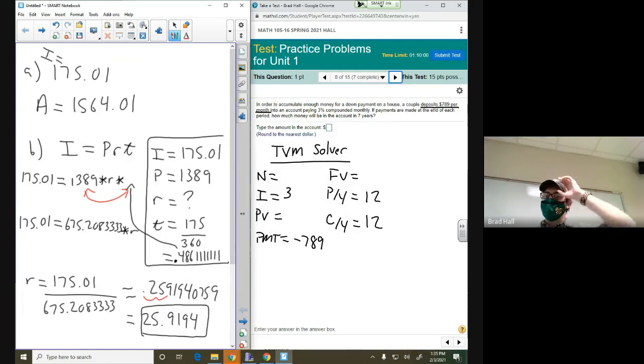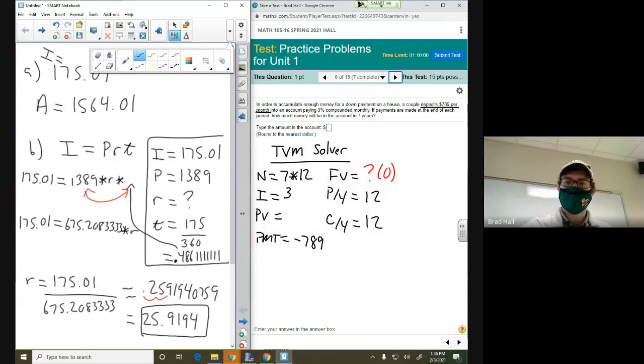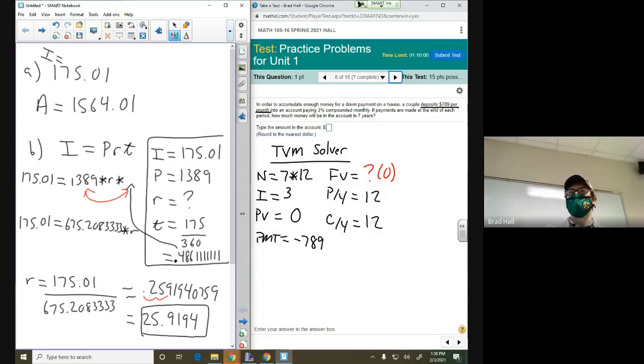How much money will be in the account in 7 years? So 7 years, that's time, but that's not capital N. Capital N takes the time and then multiplies that by how often we pay in a year, which since it's monthly, it's 12 times. How much money will be in the account in 7 years? That tells us that we are looking for the future value, and that you're starting off with no money in this account.